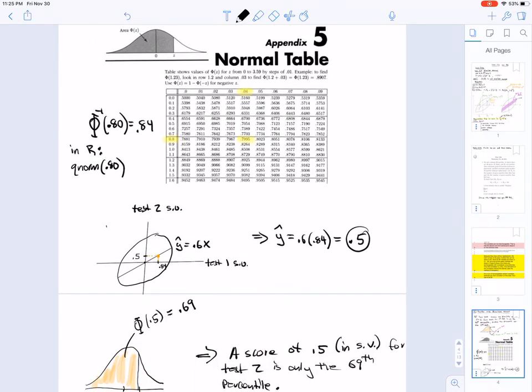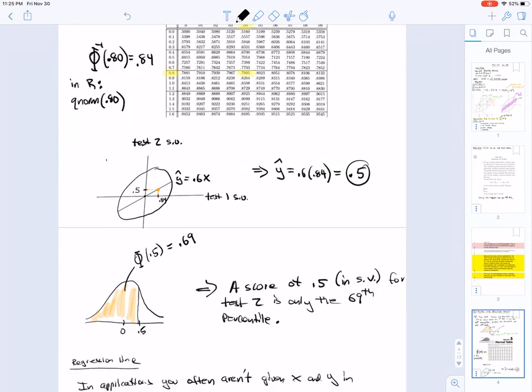And then I draw my bivariate normal, and I want to find basically the height of the corresponding point on the regression line. So I just stick 0.84 into my regression line, and I get y hat is 0.5. And so now I just need to convert that to a probability. So I take phi of 0.5 and I find 0.69. So a score of 0.5 in standard units for test 2 is only the 69th percentile.